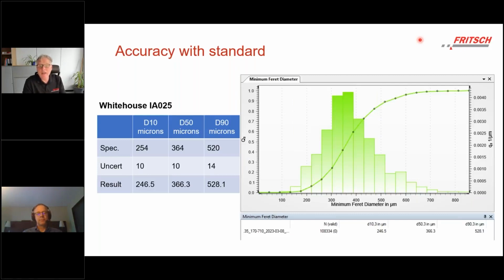There are some limitations, of course, but in general, it is very accurate. But if you are at the corner of the possibilities of the instrument, of course, then you lose accuracy.